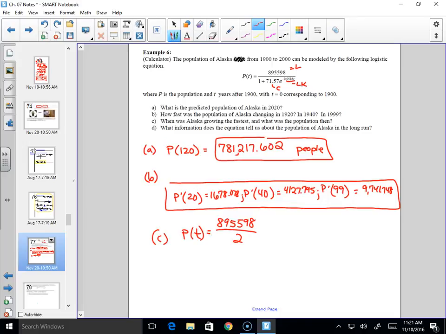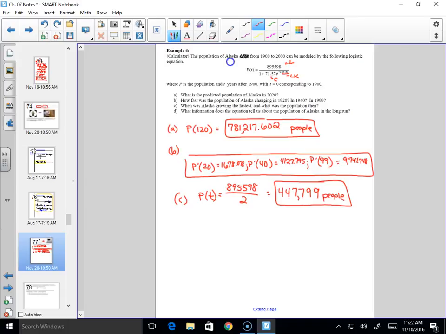However, is this our answer? No. What we plug in is y, and don't they ask us for the population then? So we can say the population is 447799 people. We find the population first, and then we backtrack and say, what time did that occur?